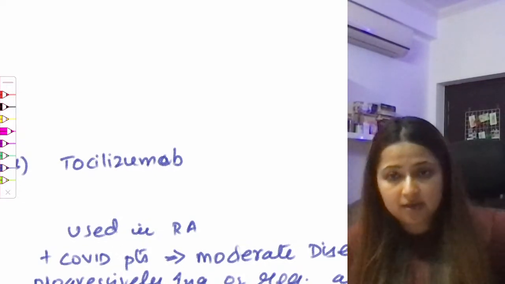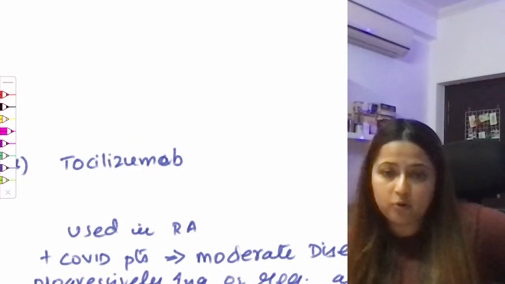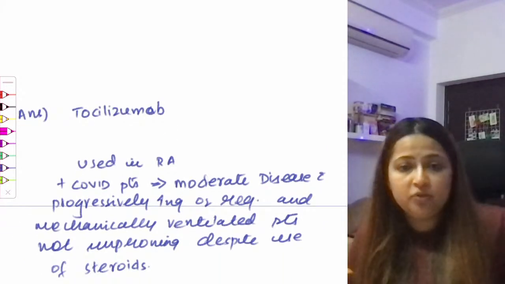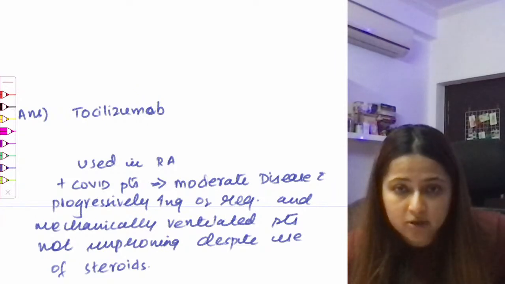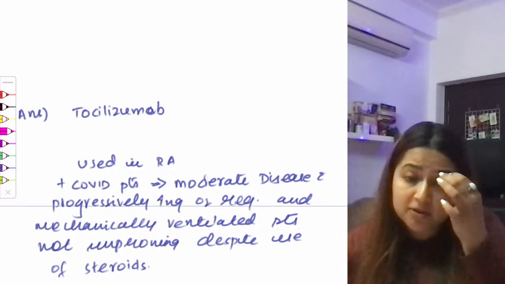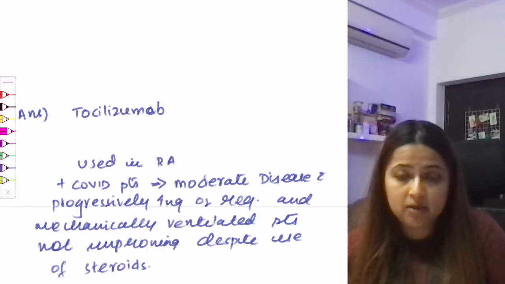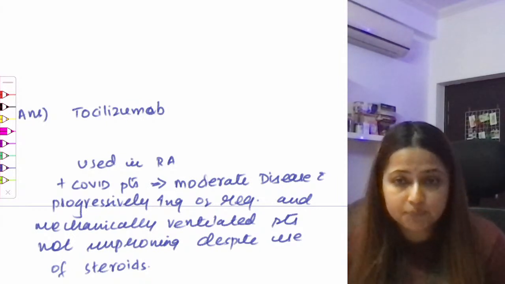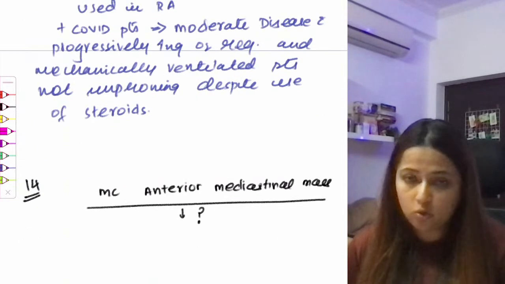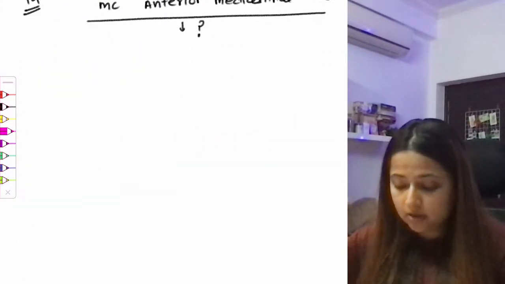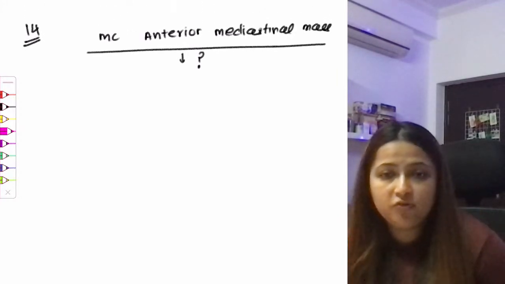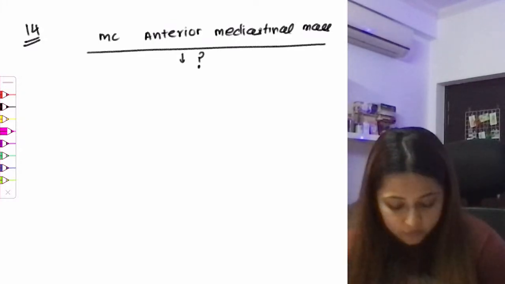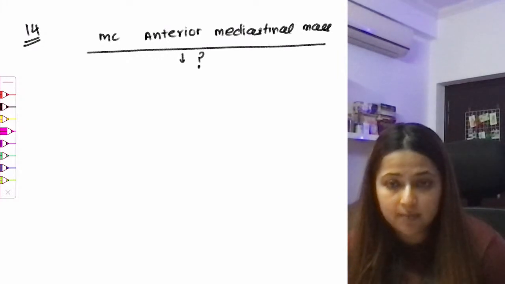Supposing you are asked, in which condition would you give tocilizumab to a COVID-positive patient? The answer is that if the patient has moderate disease with progressive, or increasing, requirement of oxygen, and mechanically ventilated patients who are not improving despite being given steroids, in this condition you're going to try tocilizumab in patients with COVID-19, coronavirus infection. Now, what is the most common anterior mediastinal mass? Can anyone answer this question? What is the most common anterior mediastinal mass?